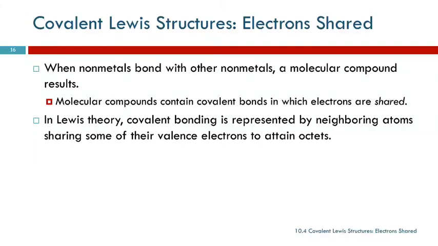Covalent Lewis structures. Here's electrons being shared. When you have a nonmetal reacting with a nonmetal, neither of them wants to be a positive ion. Nobody wants to give up their electrons. And so they form a compound by sharing electrons. It's a molecular compound. And so what we do in Lewis theory is we represent the covalent bonding as neighboring atoms sharing some of their valence electrons in order to get an octet.